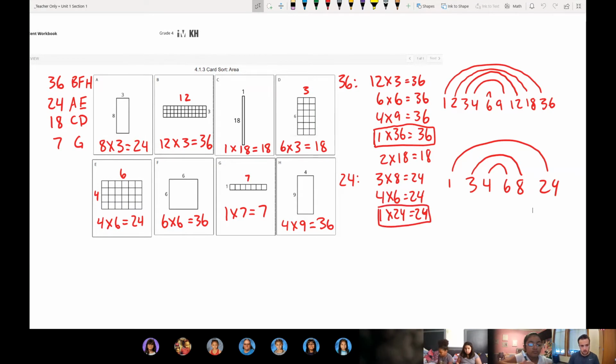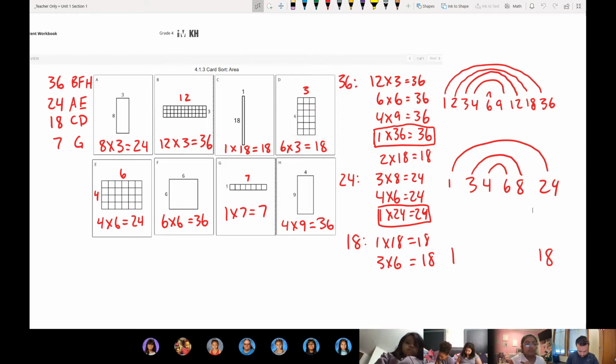Coming up with all sorts of ones. And then we had 18 as well. Okay, so 18, let's see, we had 1 times 18 equals 18. We had 3 times 6 equals 18. And that's all I see. So we have those two there. Let me make my factor rainbow. 1 times 18. We have 3 times 6. Okay, what's another one that we can have for 18?